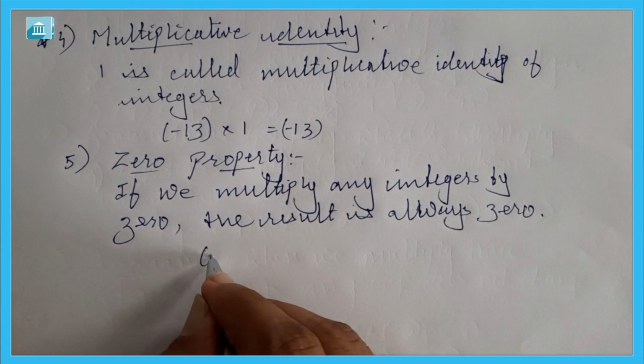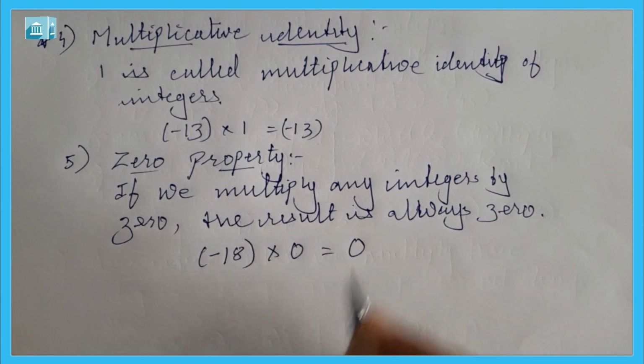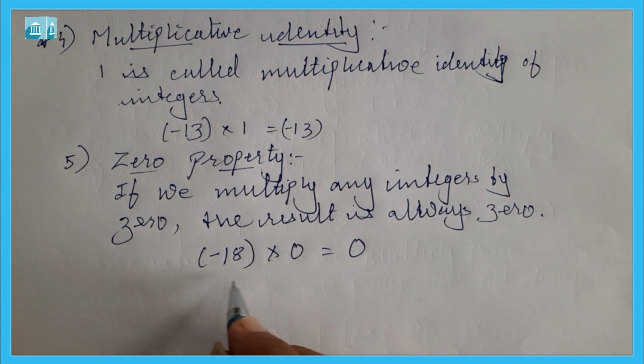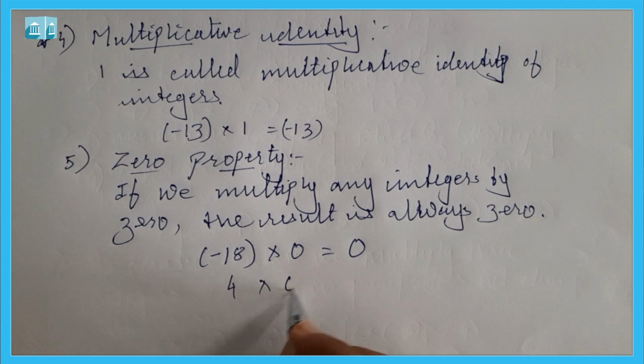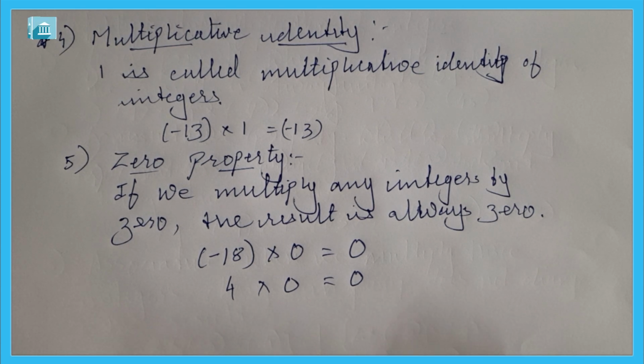For example, minus 18 multiplied by 0, the result is 0. 4 multiplied by 0, the result is always 0. So we can say that when we multiply any integer by 0, the result is always 0. The last property is the distributive property.